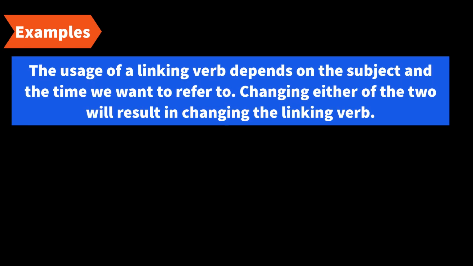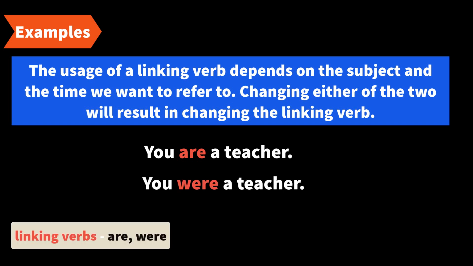Now guys, please understand the usage of a linking verb depends on the subject and the time that you want to refer to. If I want to use a plural subject, I will have to use a different linking verb. So if I say you, then I will use are for the present time. You are a teacher, you are an awesome father, you are a fraud. If I want to refer to the past time, I'll say you were a teacher, you were an awesome father, you were a fraud, right? So it all depends on the subject and the time that you want to refer to.